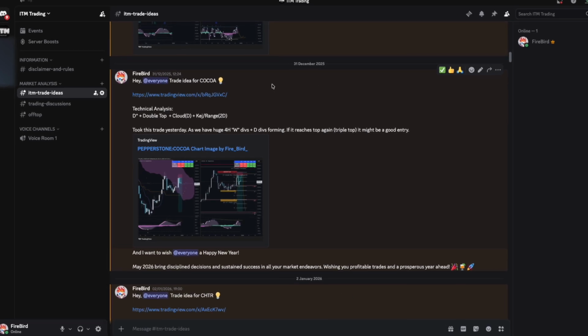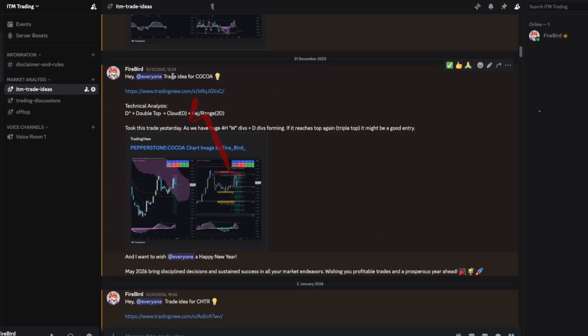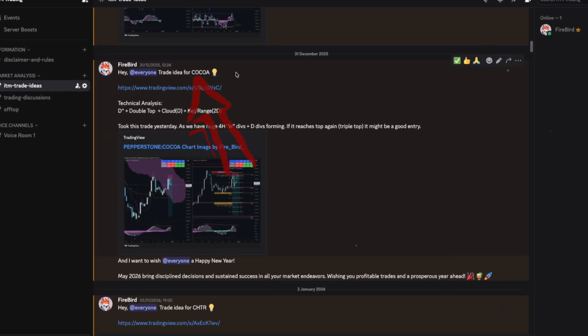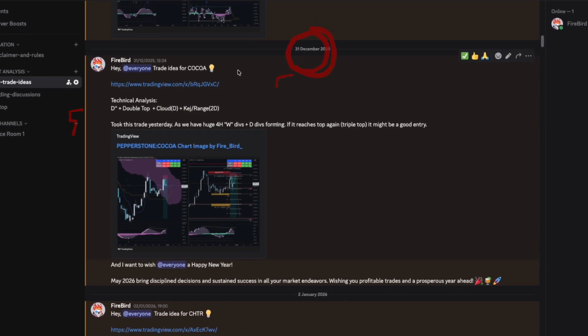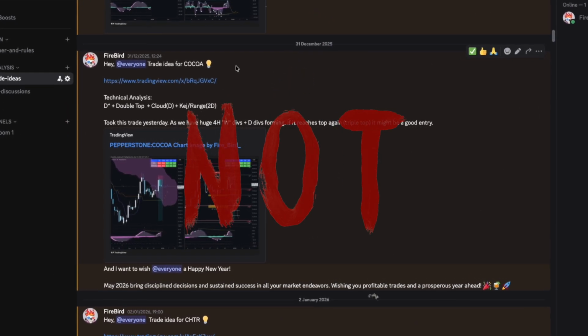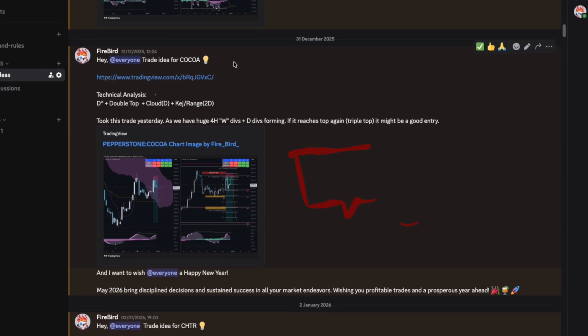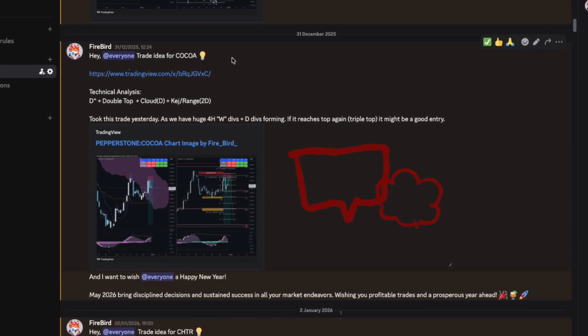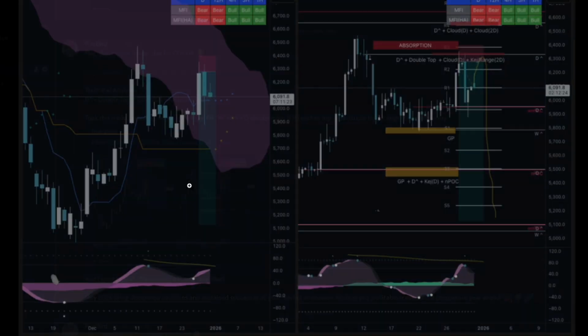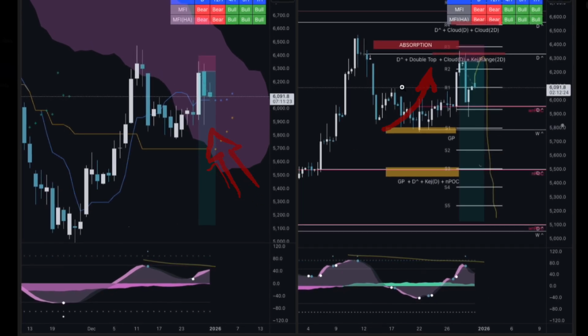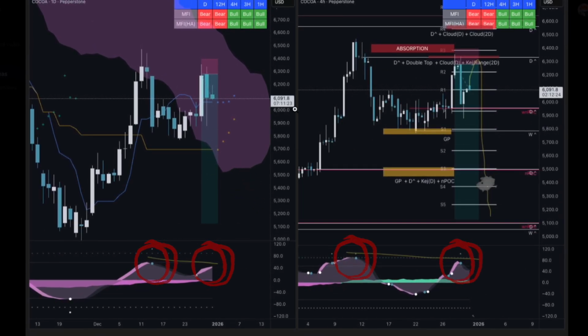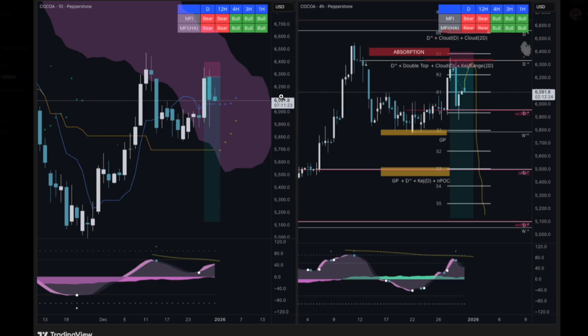Hey guys, in this video we will be breaking down a trade idea for Coco, which was given in advance in my Discord channel. Note, it's not a signal group, it's a place for people who want to learn and study, which as usual consists of a combination of Ichimoku, technical analysis and Market Cipher. So let's reconstruct this trade and see how it played out.